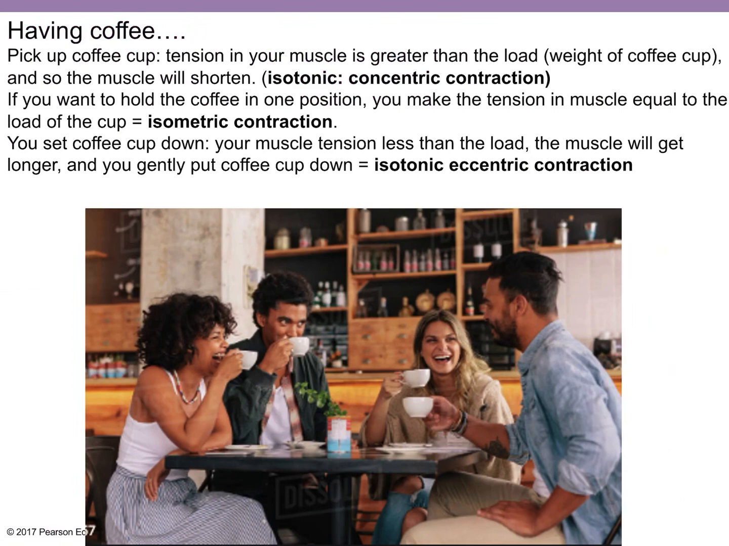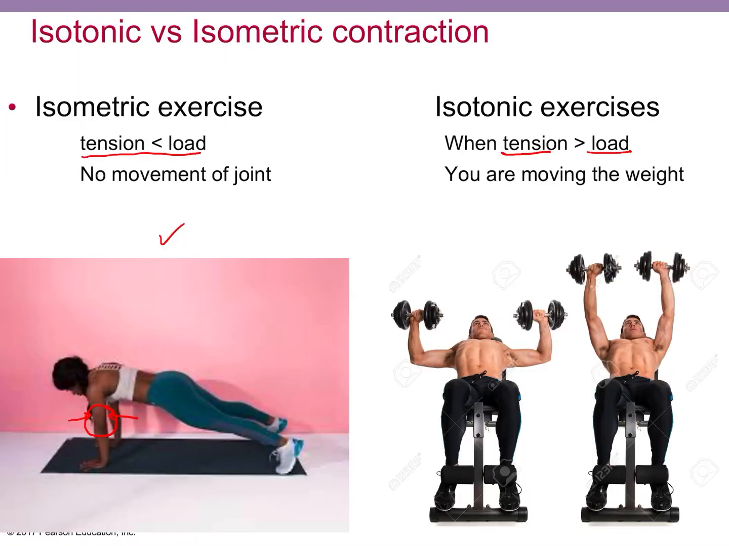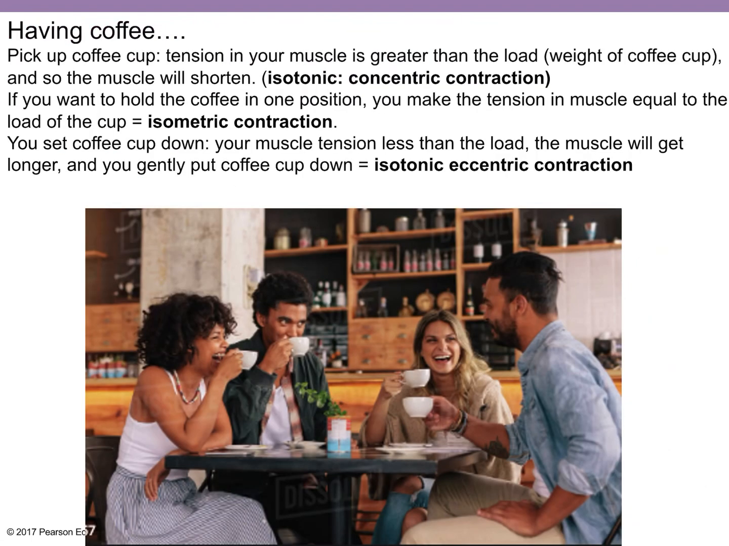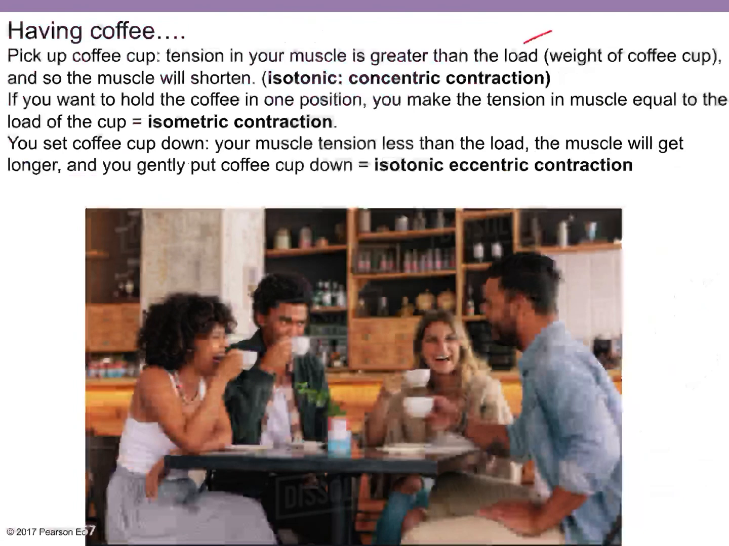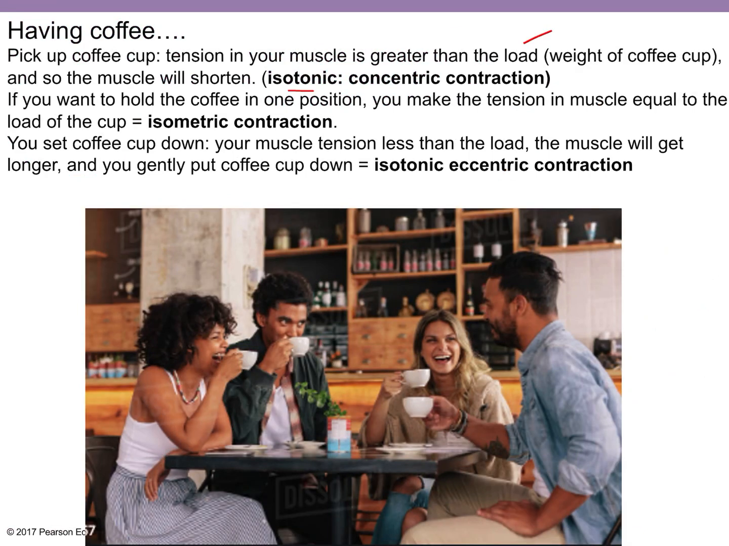And so I just put up a little, so you don't have to be doing exercise to work your muscles in these ways. Just having coffee with your friends, right? If you're going to pick up the coffee cup, then the tension in your muscle is greater than the load, right? So what kind of contraction is this? It's going to be isotonic contraction because you're moving the object. Your muscles are overcoming the load. So you're moving the object, you're moving your joint.